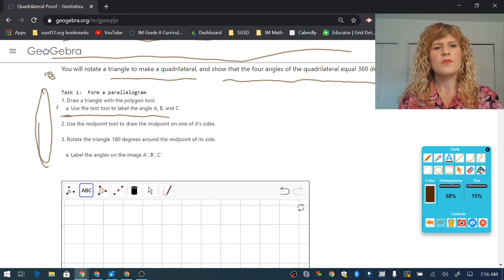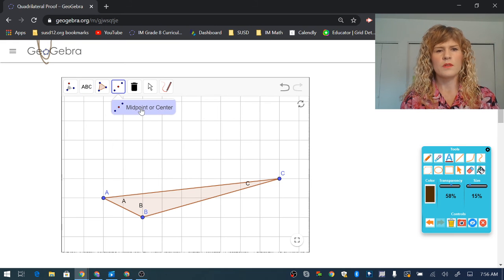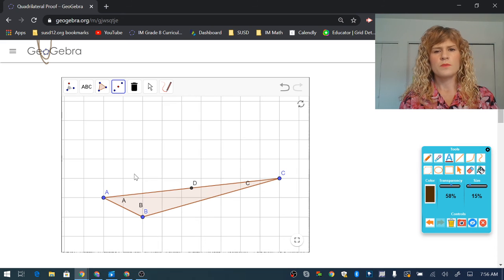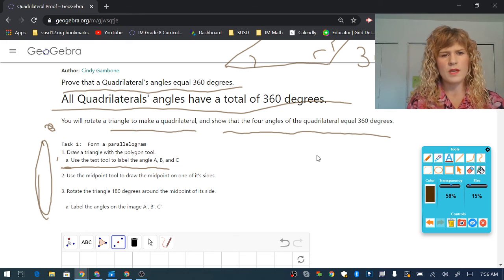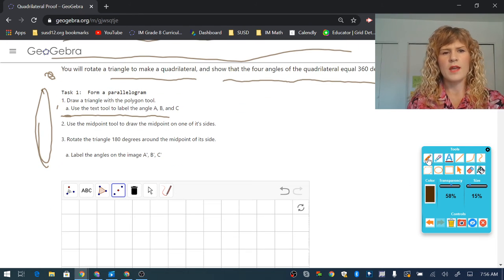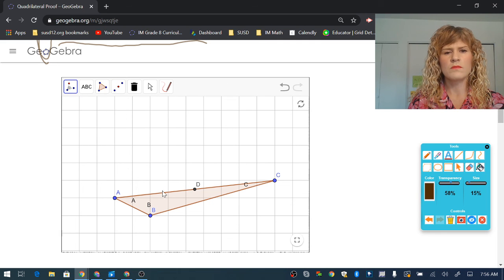Step 2, use the midpoint tool to draw the midpoint on one of its sides. Okay, this is the midpoint tool. If you click one of the sides, it puts in the midpoint for you. Right there we go. Oops, I keep zooming in by accident. There we go. Okay, step 3. Rotate the triangle 180 degrees around the midpoint of its side. No problem. Use the rotate around center tool.